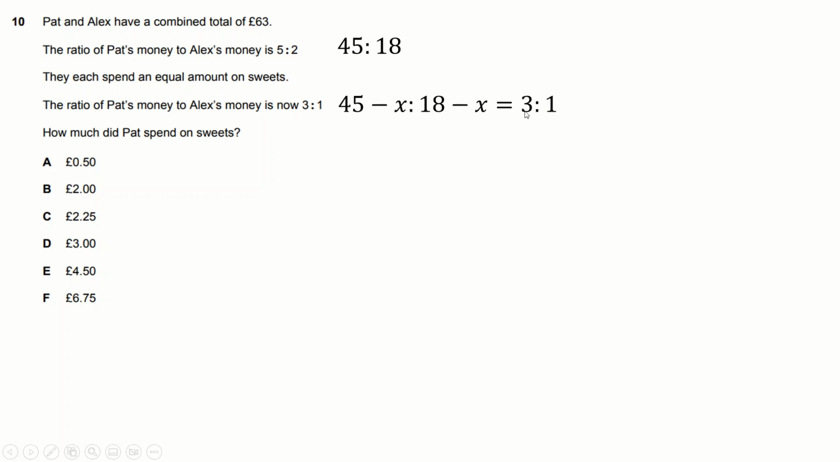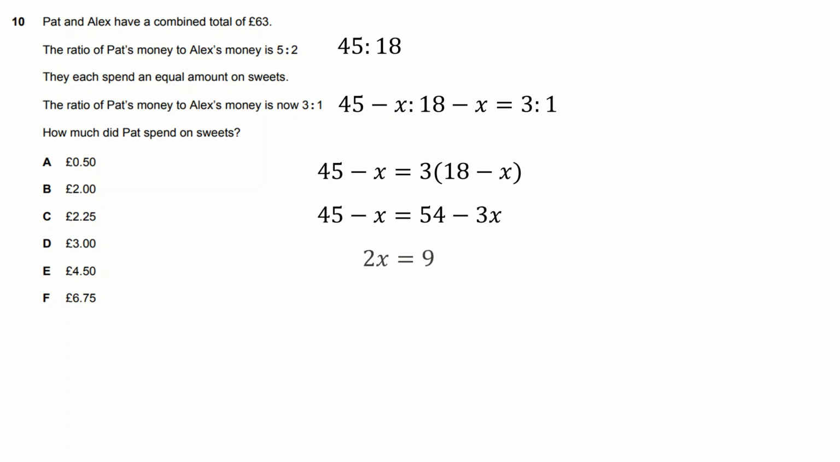Now this means that if you times this one by 3, you get to this one. That's what the ratio 1 to 3 means. So if we times this one by 3, we get to that one. So we can set up this equation, expand out, add 3x to both sides, take away 45, divide by 2, and we get our answer. You could have just used trial and error, but sure.